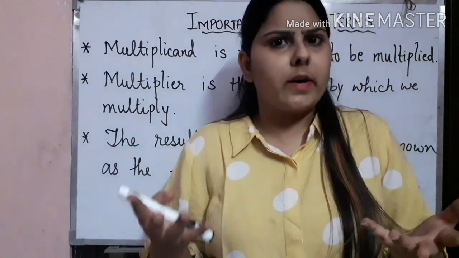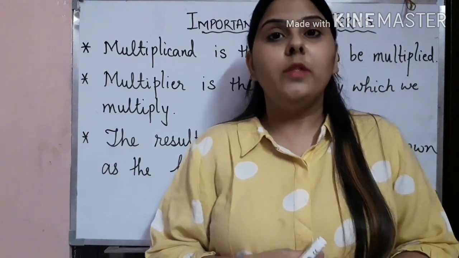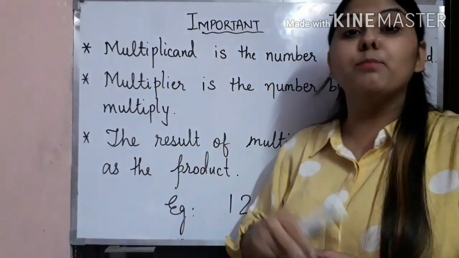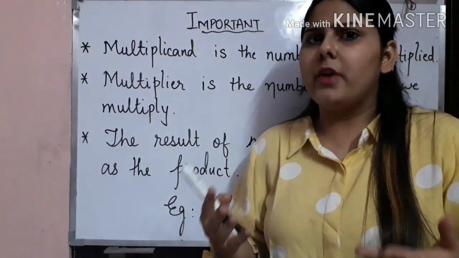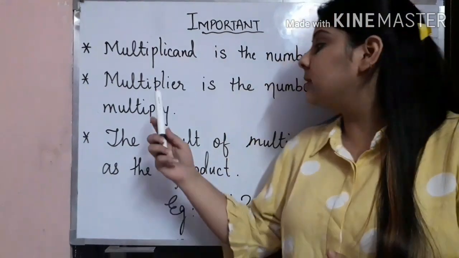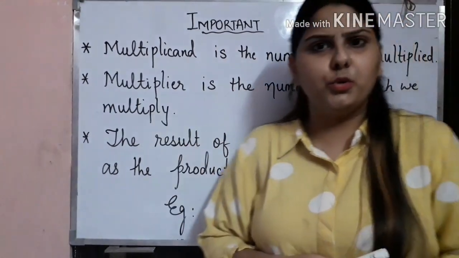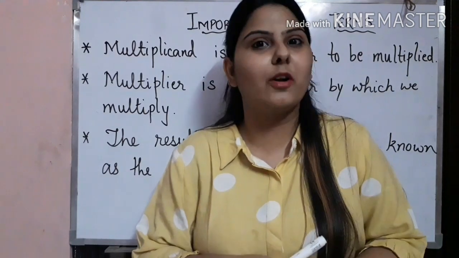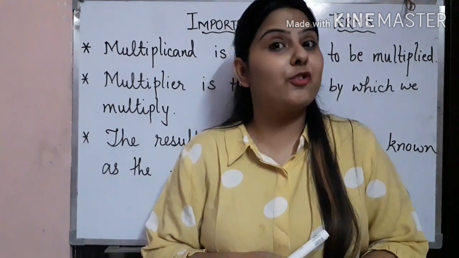That is, what is a multiplicand? The number that is to be multiplied is known as a multiplicand, and the number by which we multiply is known as a multiplier. Do you know that the result of multiplication is known as the product? Yes, you got it right.